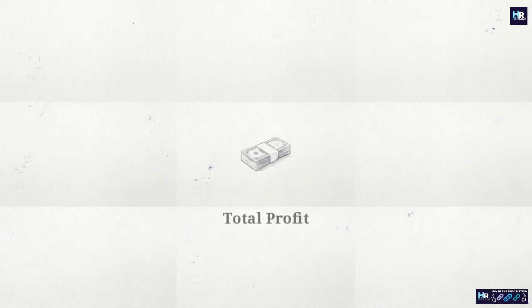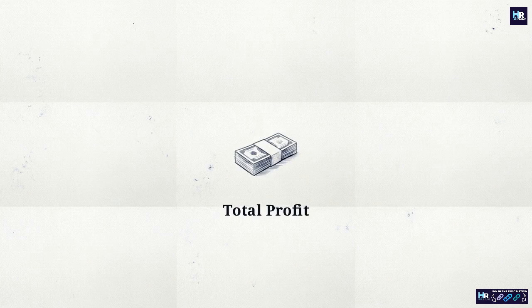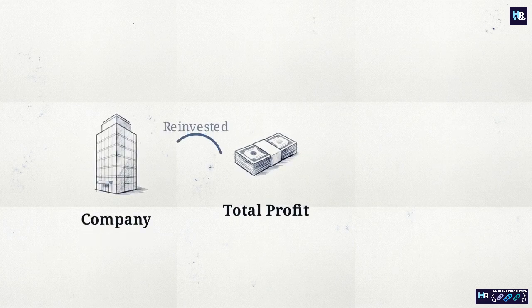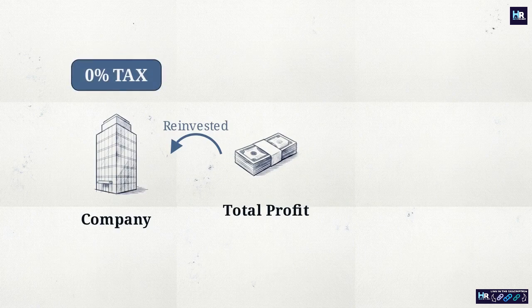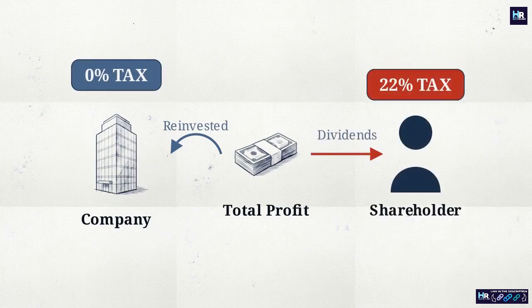This diagram shows the core of the Estonian tax system. When your company generates profit, money retained or reinvested is taxed at exactly 0%. The 22% corporate tax is only triggered the moment you distribute profits to yourself as a shareholder.